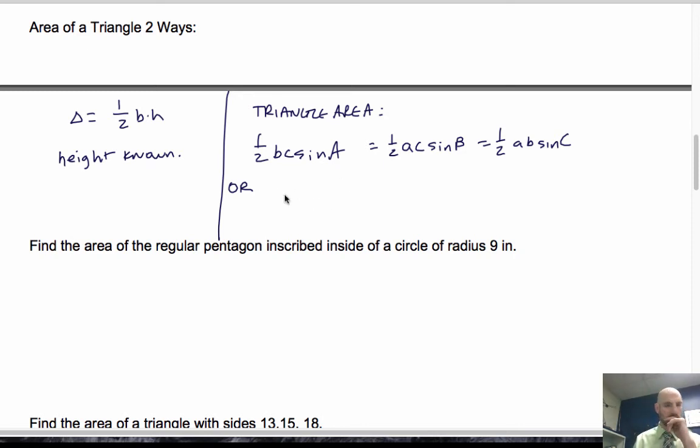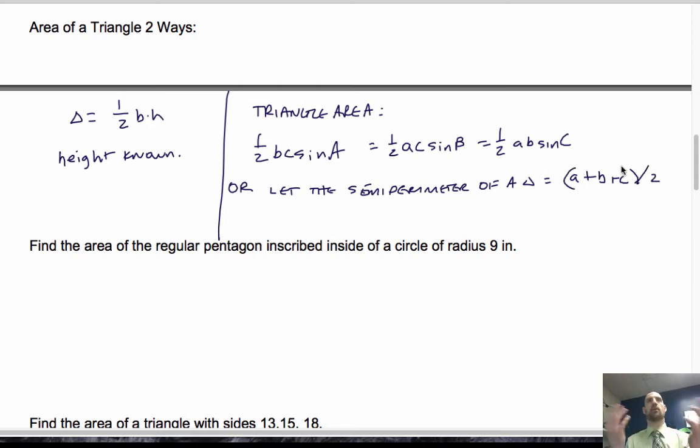Or we're going to let the semi-perimeter of a triangle equal A plus B plus C divided by 2. Semicircle is halfway around. You're like, why are we doing this? It's part of the formula. So the semi-perimeter would be half of the perimeter. Perimeter is all sides added up, so for a triangle, that'd be A plus B plus C divided by 2.